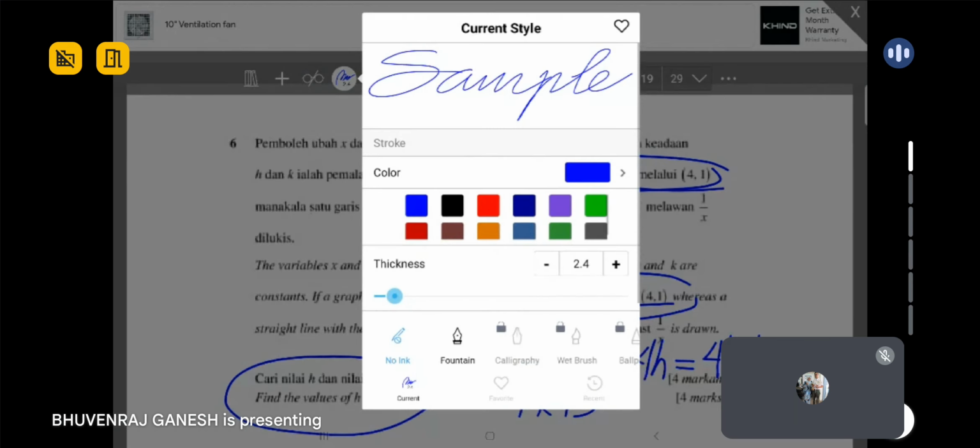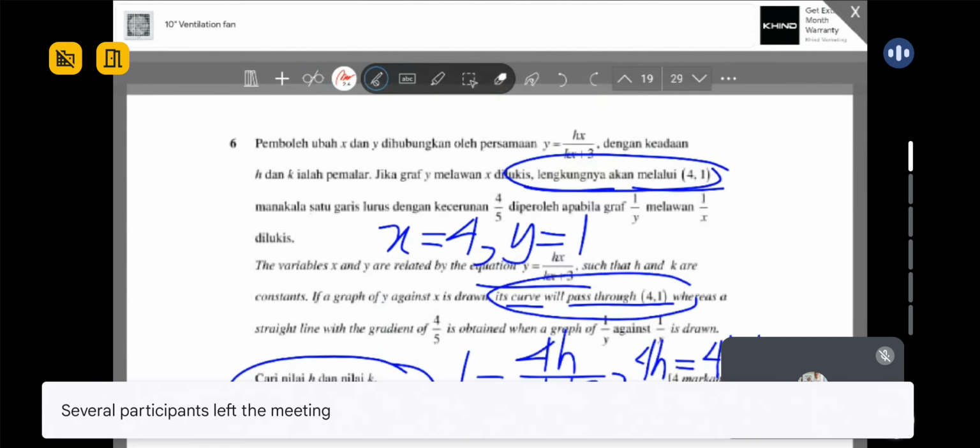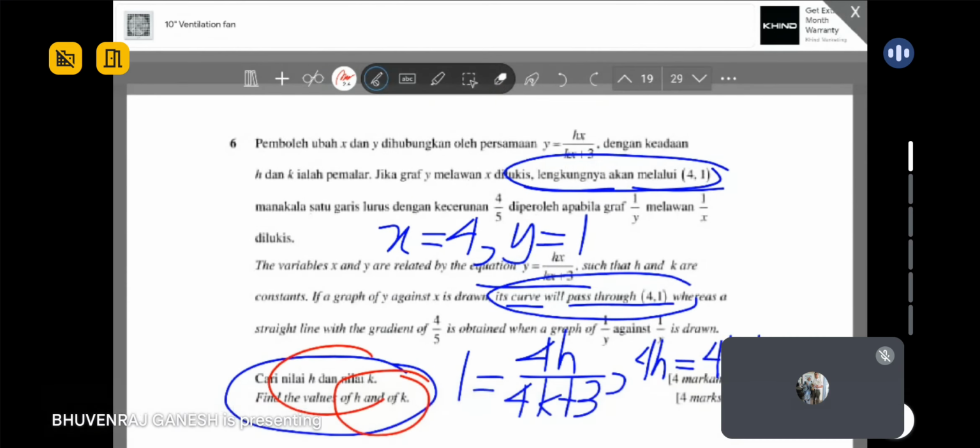So why do we need to have 2 equations? Because we have 2 unknowns. Whenever you have 2 unknowns, you must solve using simultaneous equations. Okay, so next information: gradient 4 over 5.